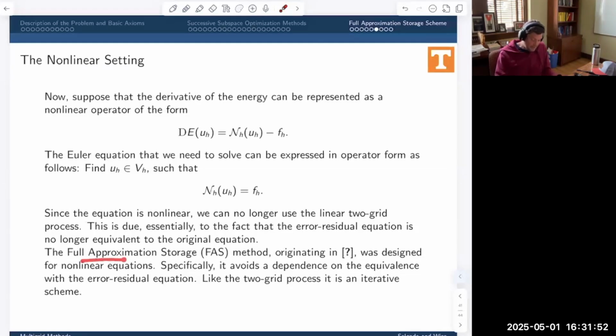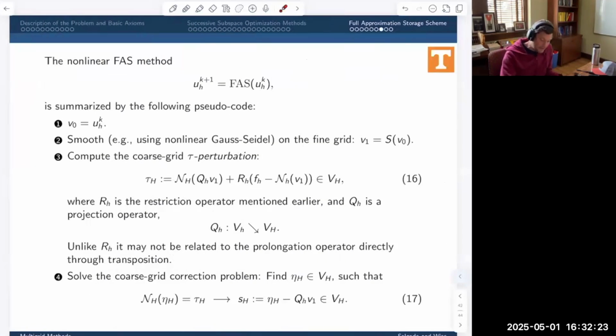Well, the full approximation storage method, which, as I mentioned earlier, originated in this paper by Brandt in 1977, was designed to overcome the fact that we no longer have an equivalence between the error residual equation and the original equation. It's also an iterative method. You put in the old iterate and you turn the crank and you get out the new iterate.